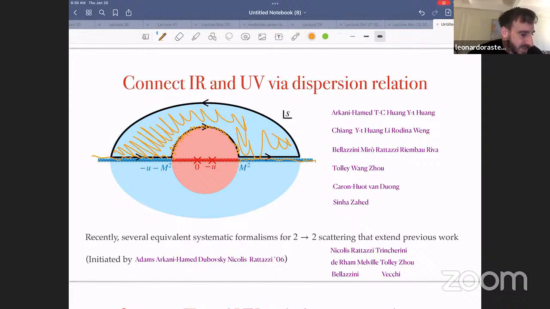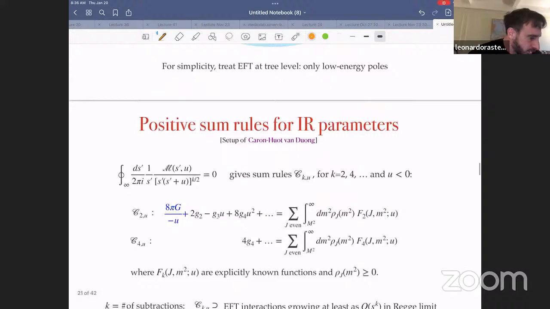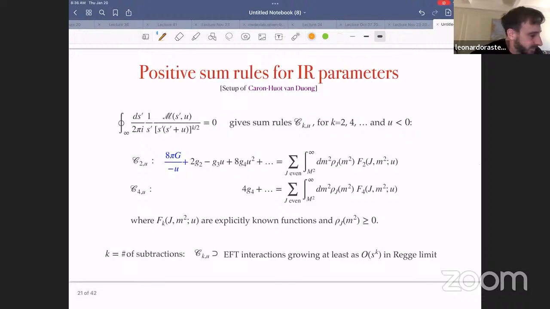Many of these formalisms are closely related to one another. I will follow the formalism of Caron-Huot and Van Duong because, first of all, I think it's the most transparent, and second, because it's the one I'm most familiar with. And so, as advertised, we construct a certain subtracted amplitude.